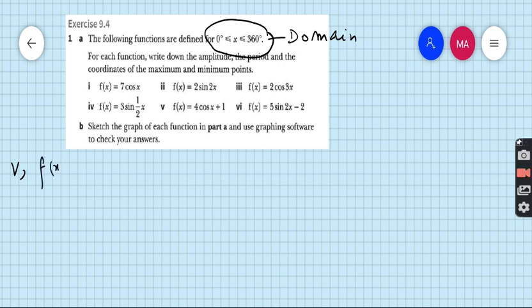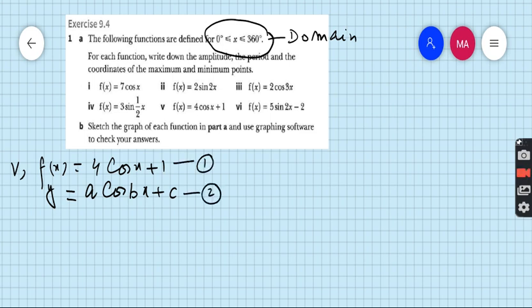So f(x) is equal to 4 cos x plus 1. Compare this equation with the general equation of the cos function, that is a cos bx plus c. This is equation number 1 and assign this as equation number 2. So a is the amplitude, so if you compare both equations you will get a is 4. That is, the amplitude of this function is 4.